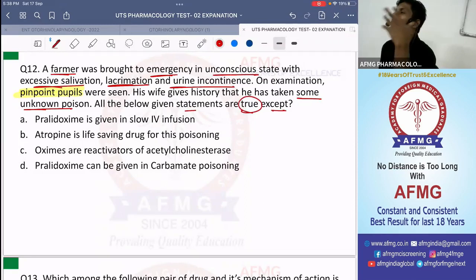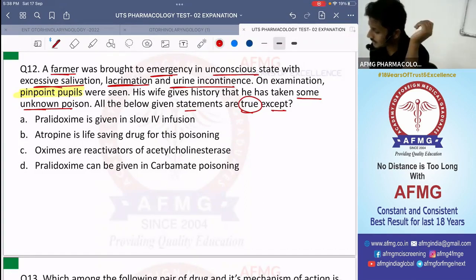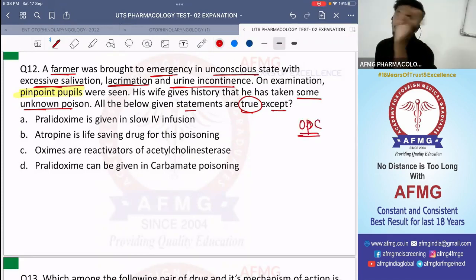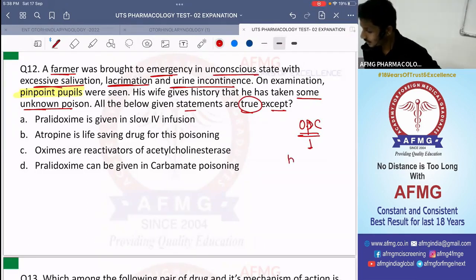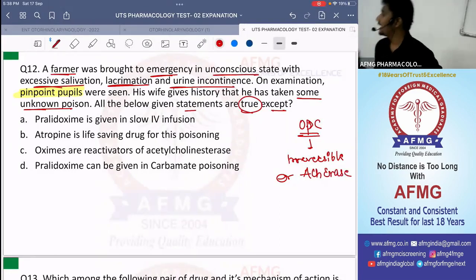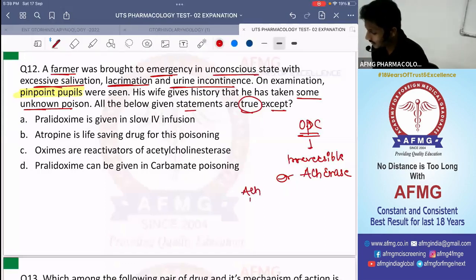So if a farmer comes to you with some unknown poisoning, the most accessible to him are the insecticides or the pesticides, which contain nothing but organophosphates or carbamates. Okay, that is OPC. Organophosphates and carbamates are the pesticides or insecticides. And whenever patients take these organophosphates or carbamates, are these reversible or irreversible inhibitors? These are nothing but the irreversible inhibitors of which enzyme? Acetylcholine esterase. If they are irreversibly inhibiting this acetylcholine esterase enzyme, then what will happen? Acetylcholine will not be degraded. It will not be degraded.